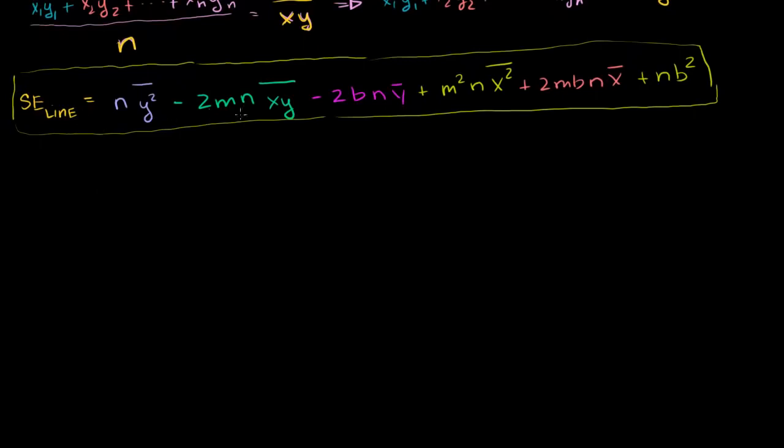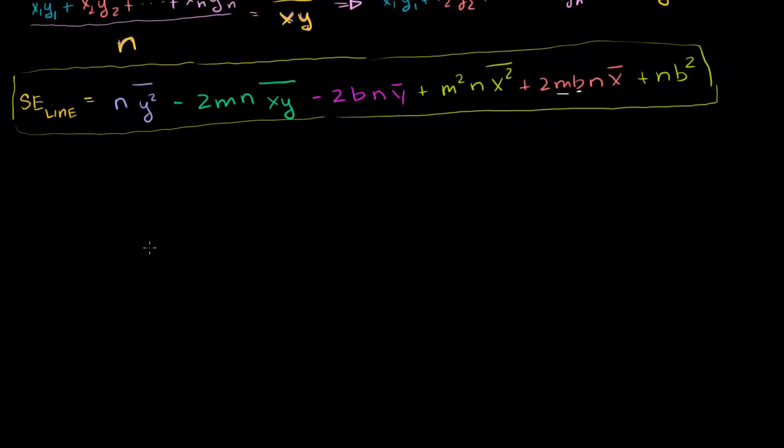This is a surface. If you view that you have the x and y data points, everything here is a constant except for the m's and the b's. We're assuming that we have the x's and y's, so we can figure out the mean of the squared values of y, the mean of the xy product, the mean of the y's, the mean of the x squares. We assume that those are all actual numbers. So this expression is actually going to be a surface in 3 dimensions.